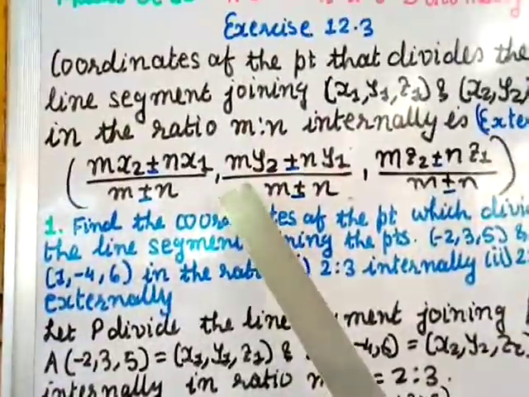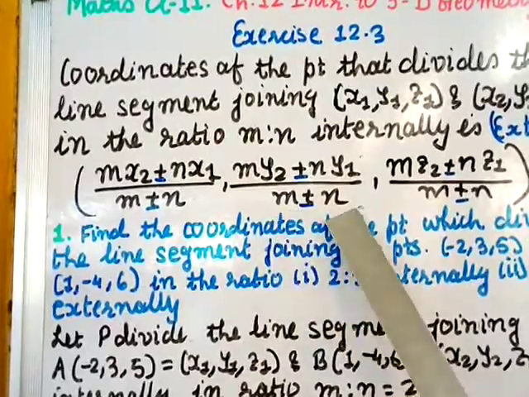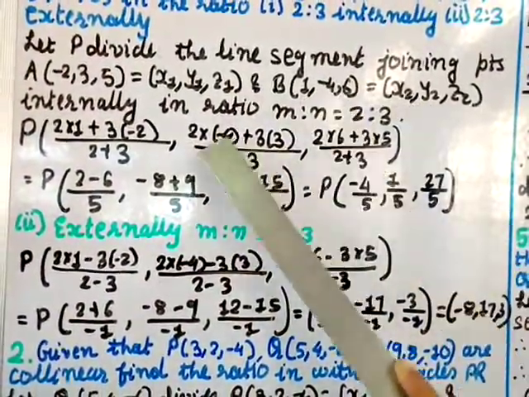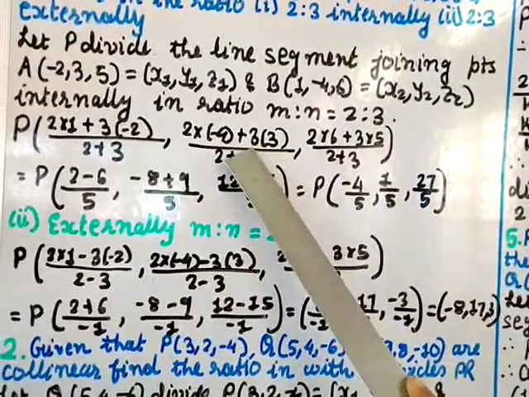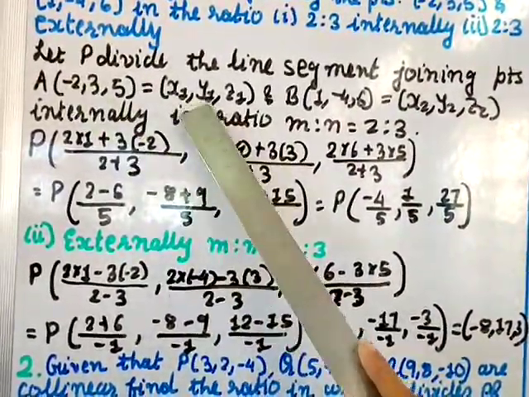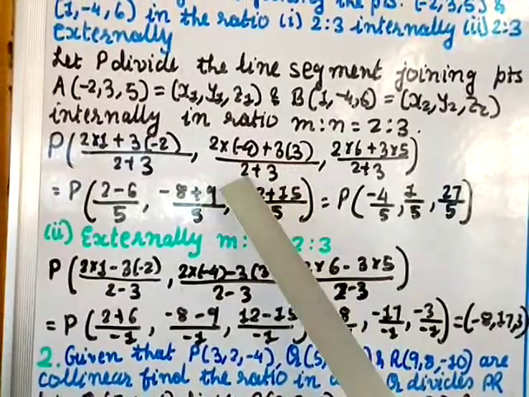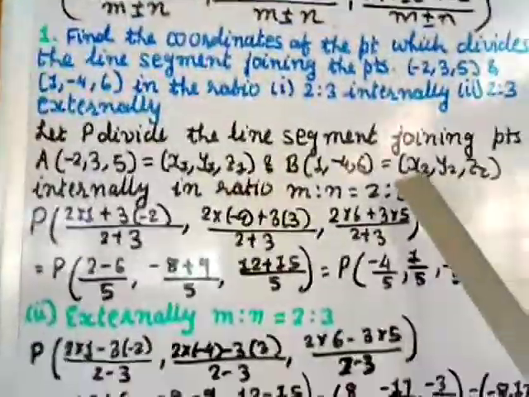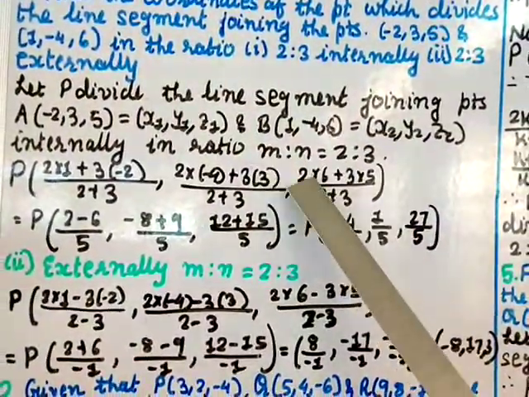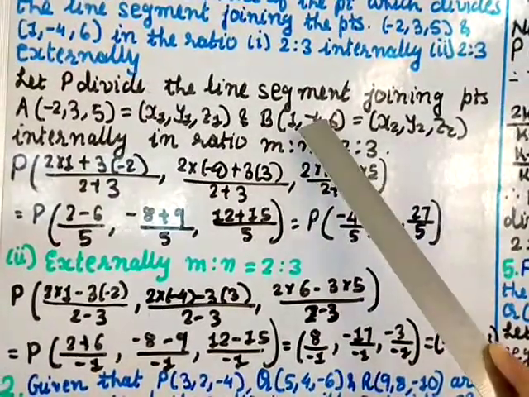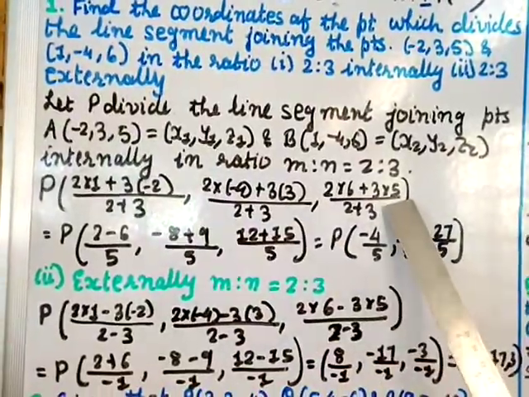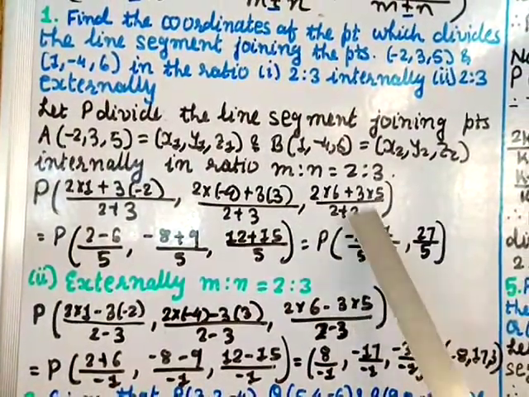Then the y coordinate is (my2 + ny1)/(m + n). The m value is 2 into y2, that is -4, plus n, that is 3, and y1, that is 3, so 3 into 3, divided by 2 plus 3. Then the z coordinate is (mz2 + nz1)/(m + n). So m is 2 into z2, that is 6, plus n, that is 3, into z1, that is 5, divided by m plus n, that is 2 plus 3, adding these two.